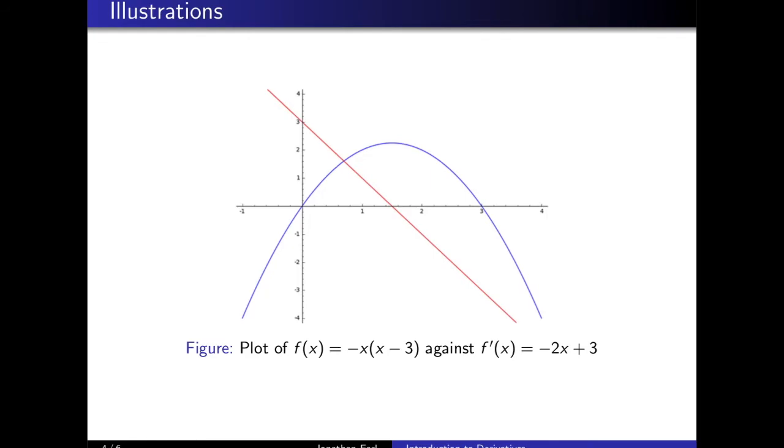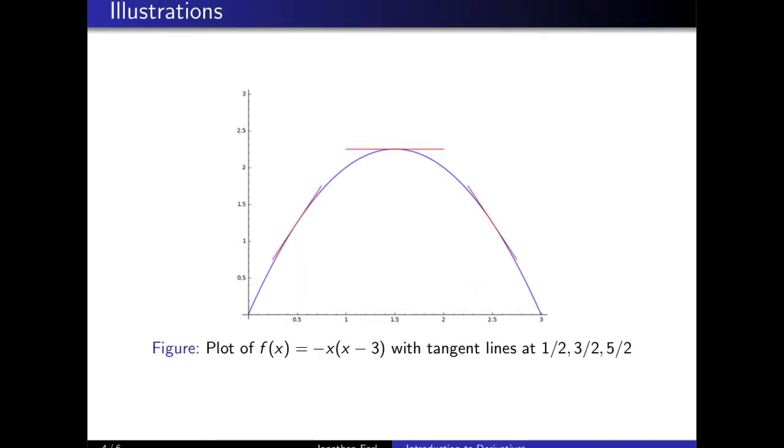Okay, so then we can look at one function that we've seen a couple of times in various contexts. So f of x is minus x times x minus 3, which is plotted in blue, and the derivative function, which we found last time, minus 2x plus 3, is plotted in red. So one interesting thing that we can see from this plot is that when the red line is at 0, the blue curve is flat. So the tangent line there is flat. And that's not really a coincidence.